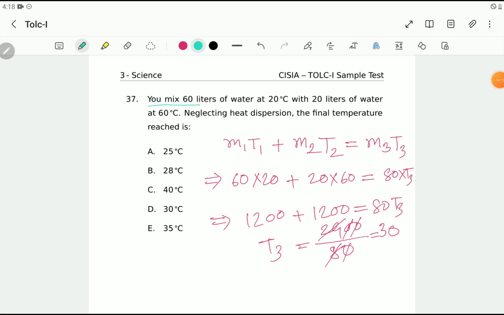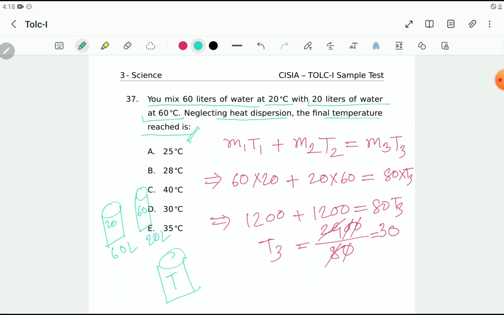You mix 60 liters of water at 20 degrees centigrade with 20 liters of water at 60 degrees centigrade. Neglecting heat dispersion, the final temperature reached is, so okay, you are mixing two bottles of water. One bottle has 60 liter but temperature is 20. Another bottle has 20 liter but the temperature is 60. Now if you mix them, then what would be the final temperature?